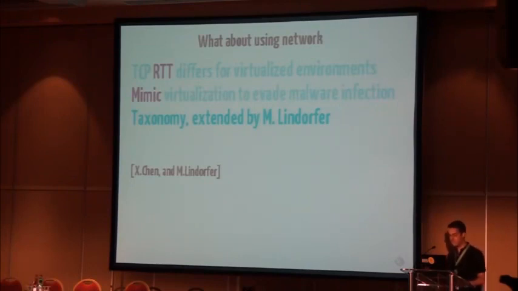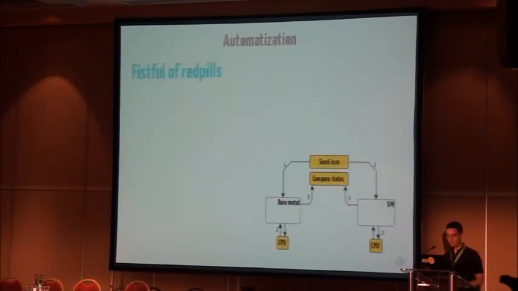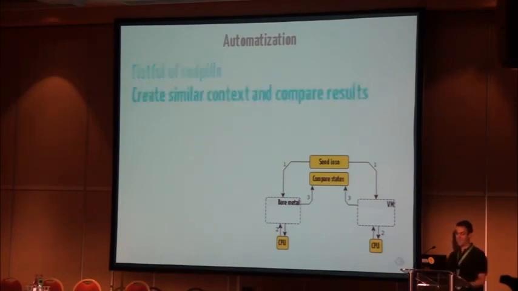Also, for automation, you remember the red pills. You have an instruction that you will send on bare metal and on a virtual machine. The same instruction, you will ask the CPU to execute it and see the states afterwards to see if they are the same or not. If they are the same, the malware is not aware. You don't have a discrepancy here. Create similar contexts and compare results. And with that, they were able to find 20,000 discrepancies, not unique, in a few hours. Quite fast.